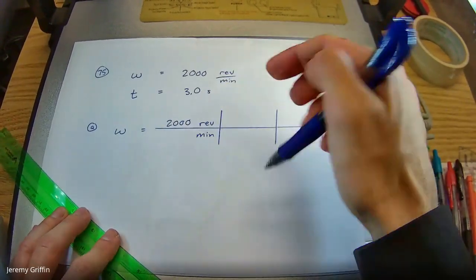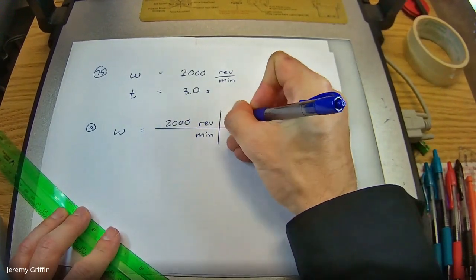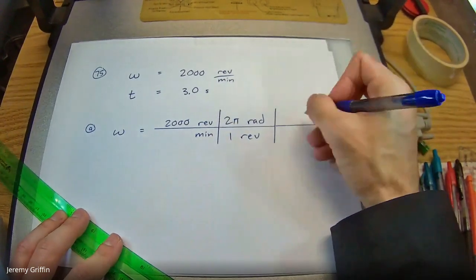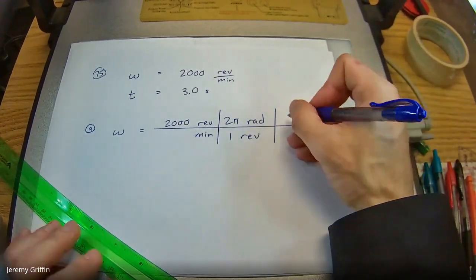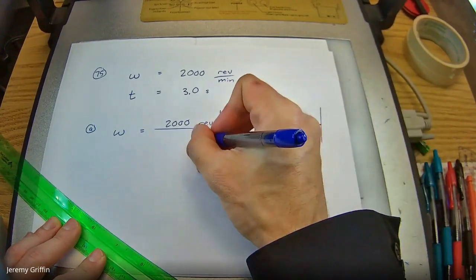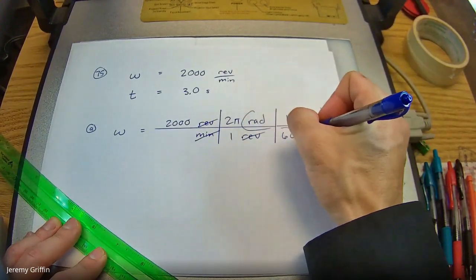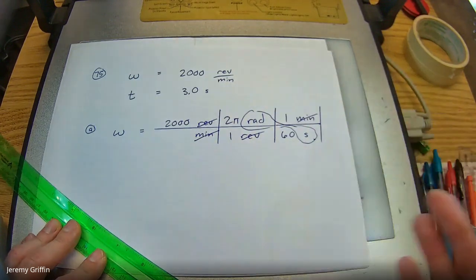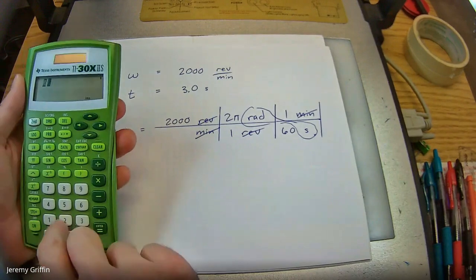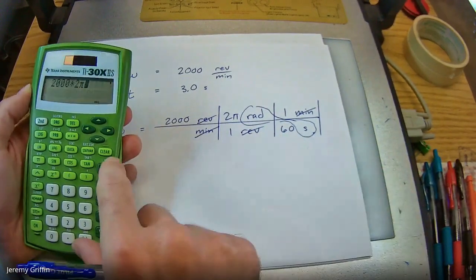Okay. So revolutions to radians. Well, we talked about that one already. So one revolution is 2 pi radians. Same thing. Okay. And then minutes. If I put minutes up here, and then 60 seconds down here, you see minutes is going to cancel, and revolutions cancels. And the unit I'm left with is radians per second, which is exactly what we want, radians per second. So multiply across the top, 2,000 times 2 pi, and then divide by 60.